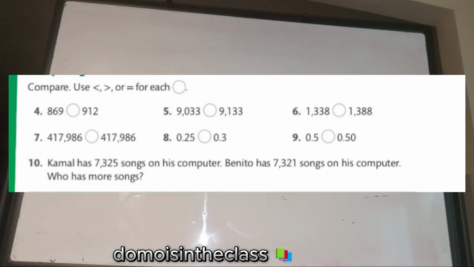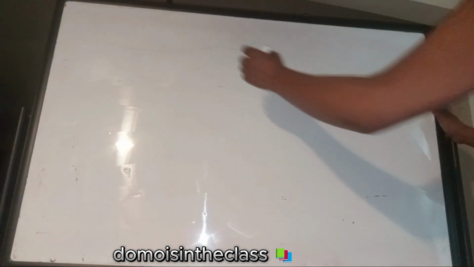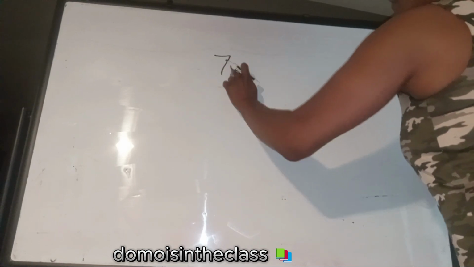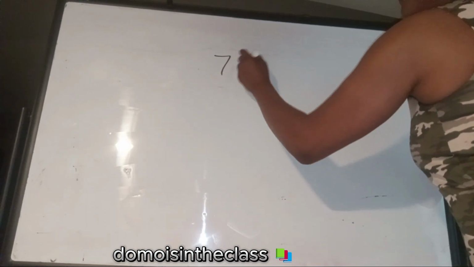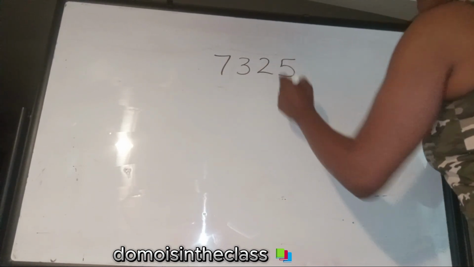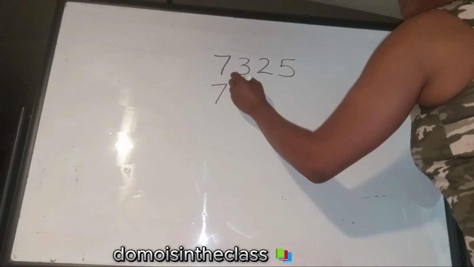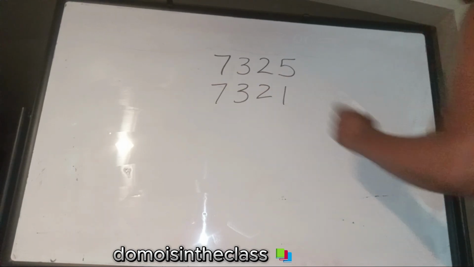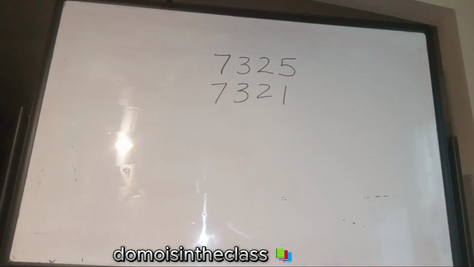Kamal has 7,325 songs on his computer. Benito has 7,321 songs on his computer. Who has more songs? Alright, so we're going to do the same thing to figure out. Kamal has 7,325, and Benito has 7,321. So we just write them right up underneath each other.